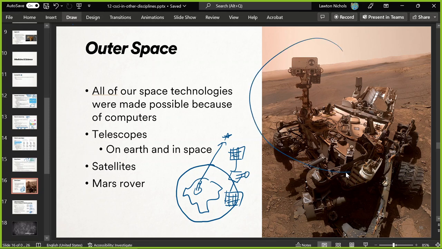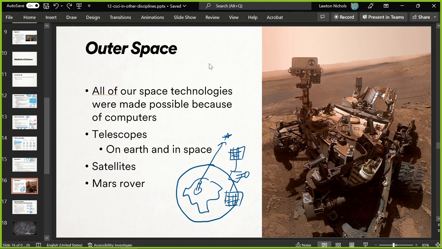The Mars rover even. There's no humans on Mars, but there's computers on Mars. And we're telling it to do research for us. And it's lasting pretty well, right? Any questions about any of that? And so we are gaining knowledge thanks to computers, especially in the context of outer space.